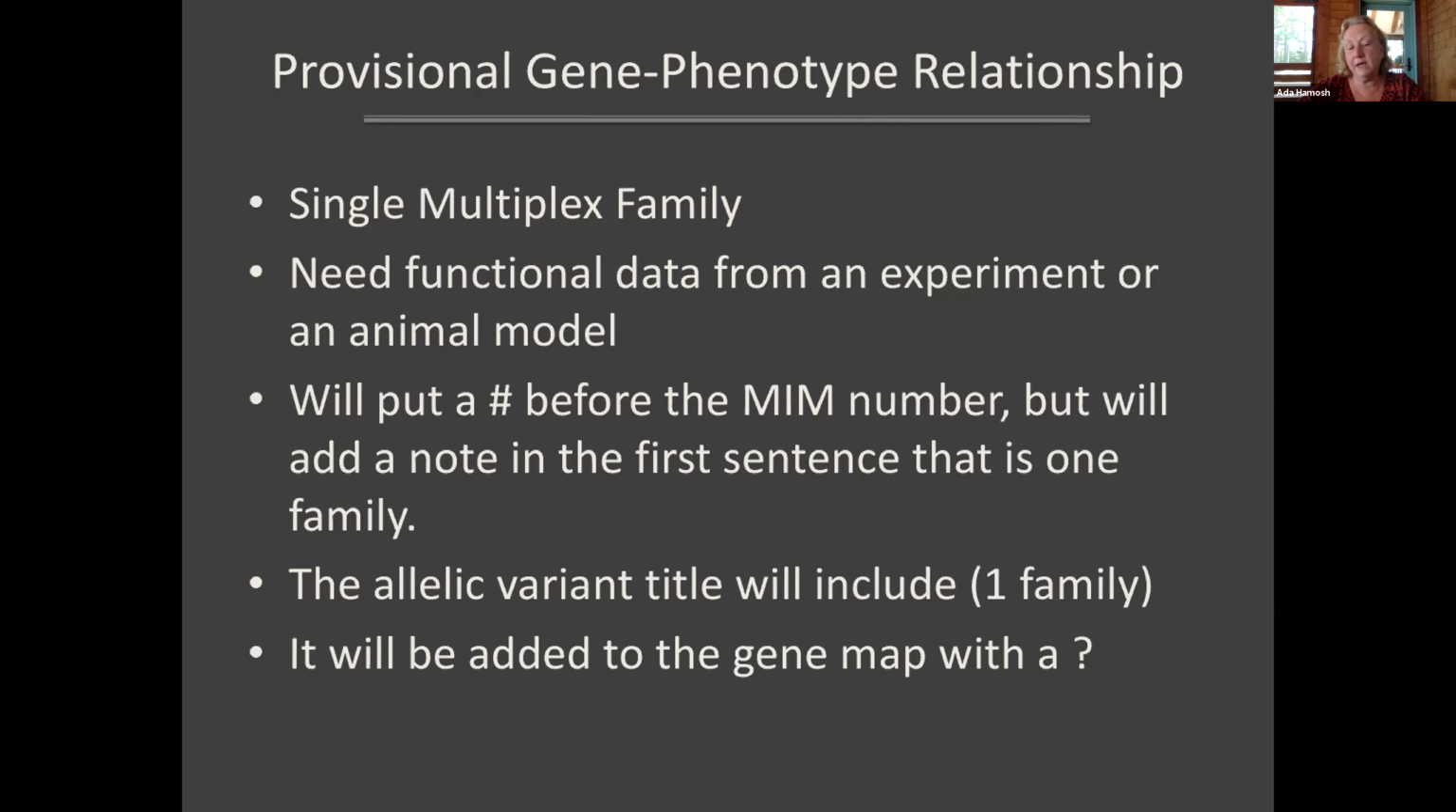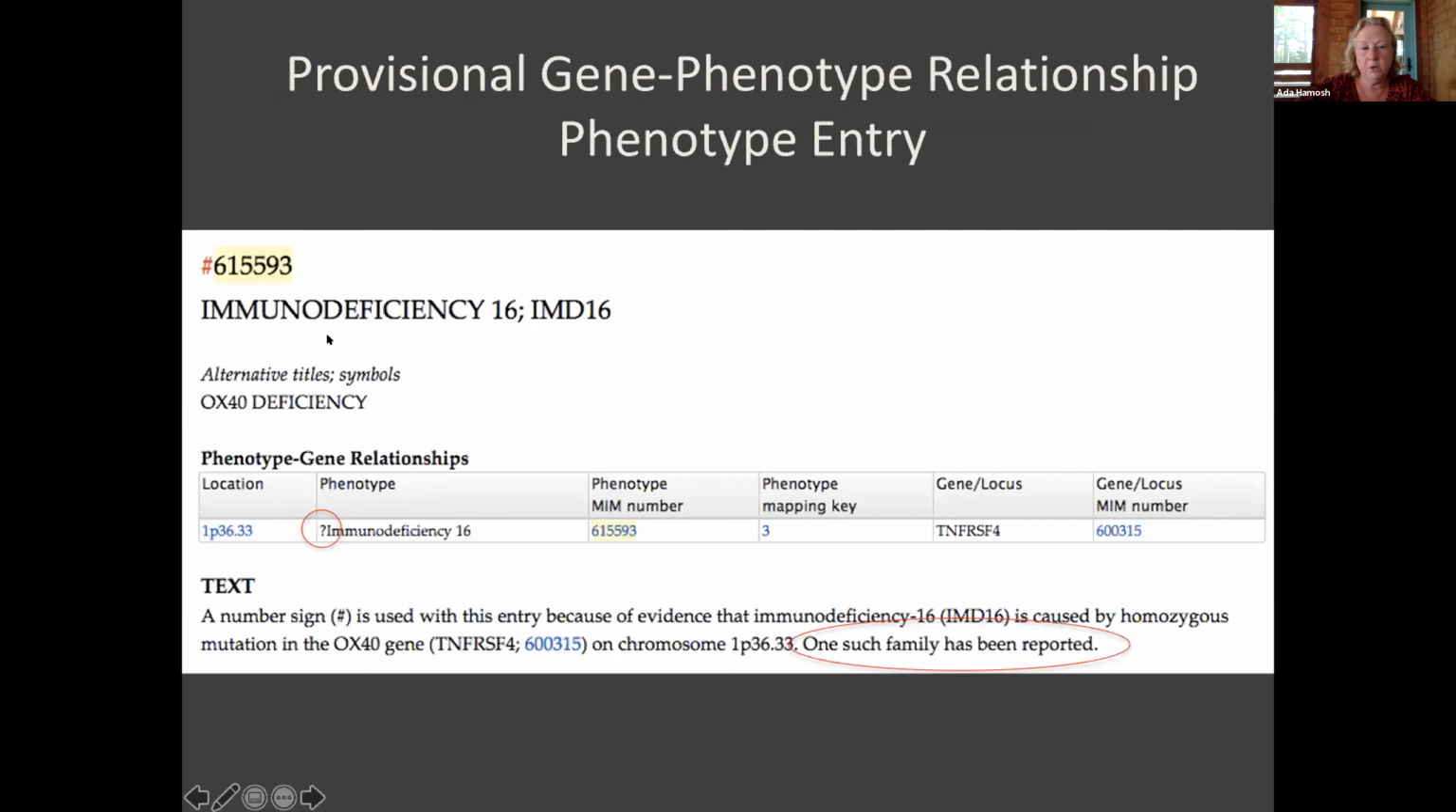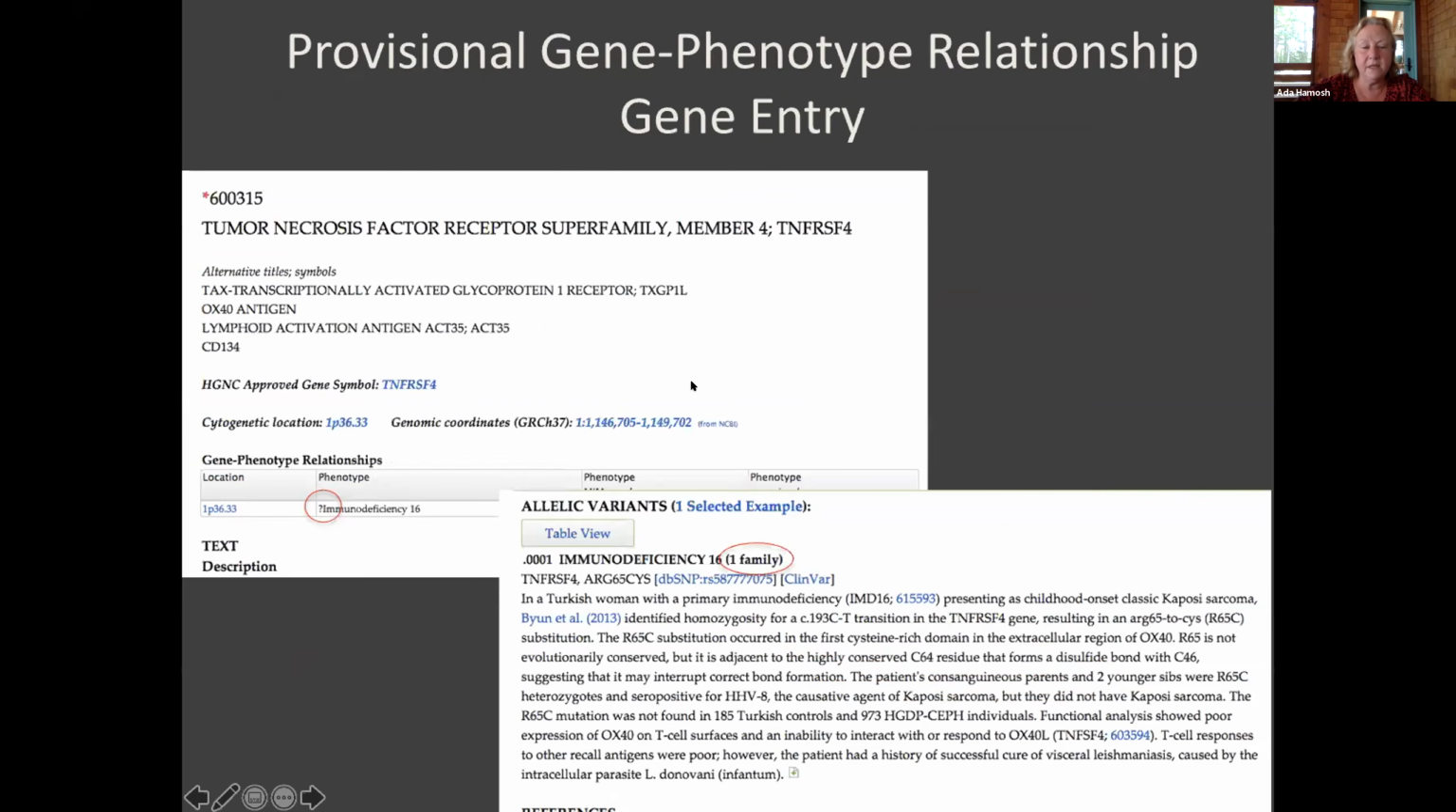The allelic variant title has one family, and there's a question mark on the gene map. And that's what this looks like. So we've made it an immunodeficiency 16. It has a question mark in front of it here. It says one such family has been reported here. In the gene, it has a question mark in front of immunodeficiency 16. The allelic variant says one family.